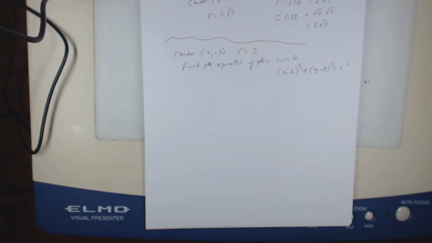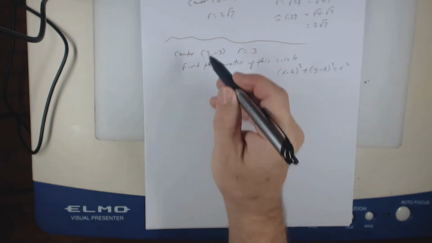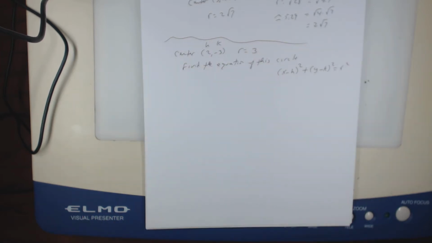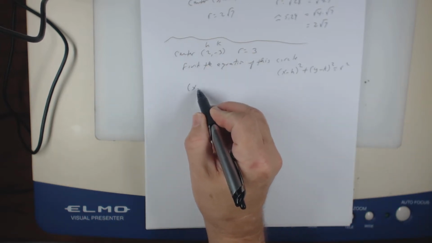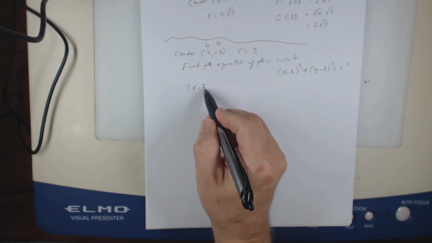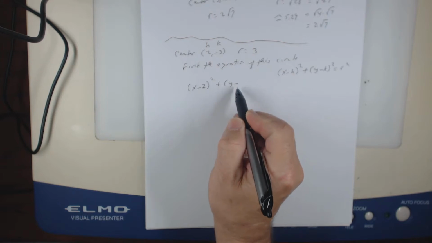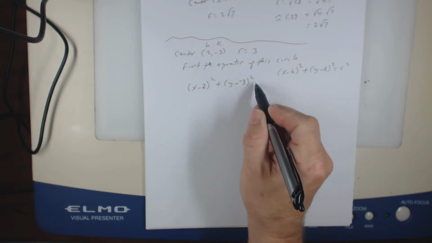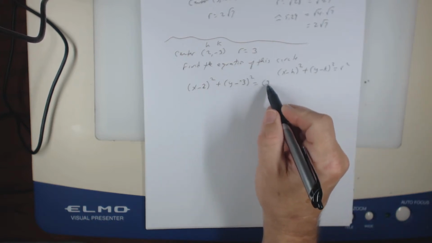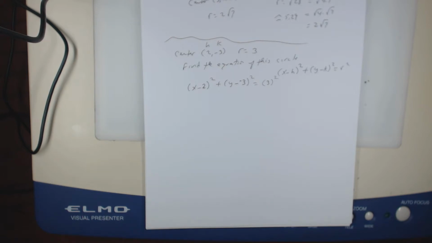So if the center is given, what does the x coordinate of the center represent in the equation? H. What does the y coordinate of the center represent? K. So it's a good idea to actually label this h, k. And then obviously r represents the radius. And so you just plug things back into the formula, right? So you're going to say x minus h, and what's h? 2, squared, plus y minus k, and what's k? Negative 3, squared, equals r squared, and what's r? 3 squared. Don't say r is 9, r is 3.